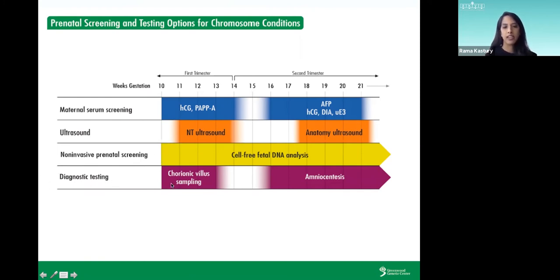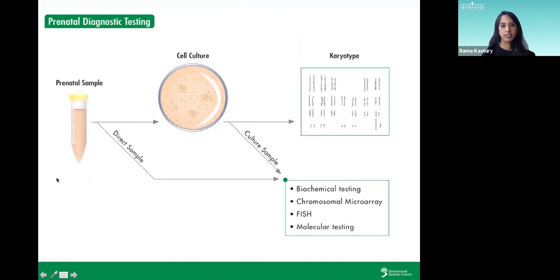And then this last little bar is the diagnostic testing, which is CVS and amniocentesis. So these top three are screening, and this last one is diagnostic. So once we do amniocentesis or CVS, what do we do with that material? Now this goes into the testing realm of things, and I'll go into the options of what tests are available.